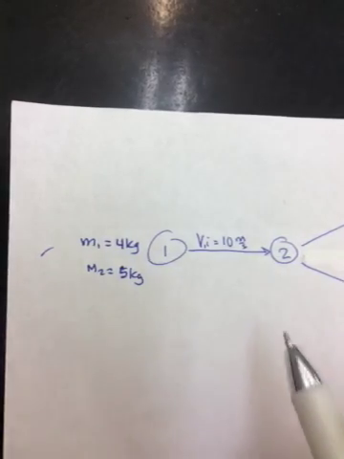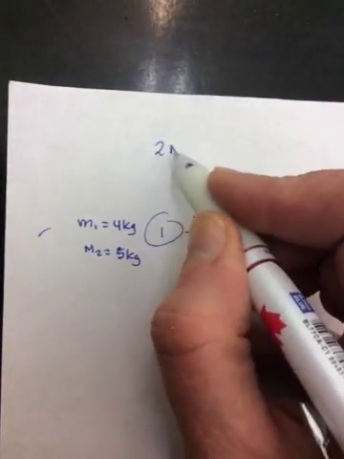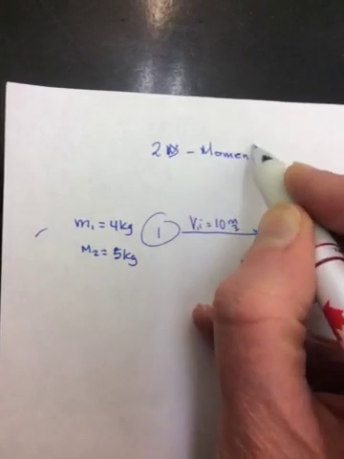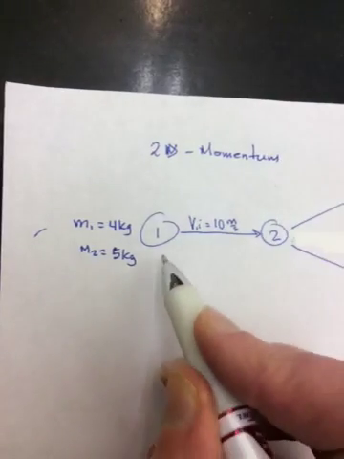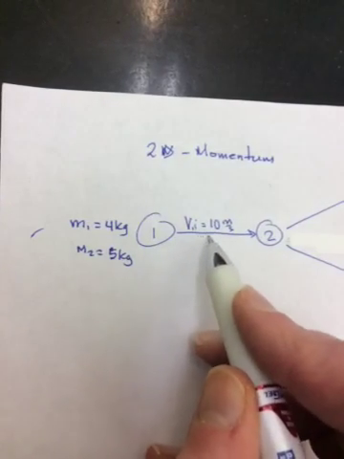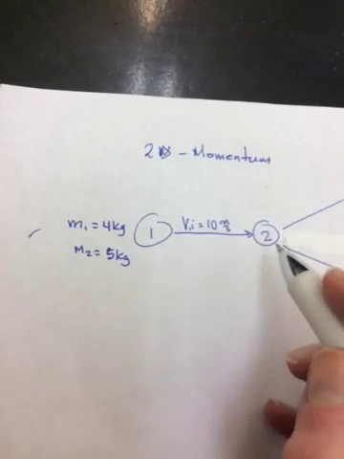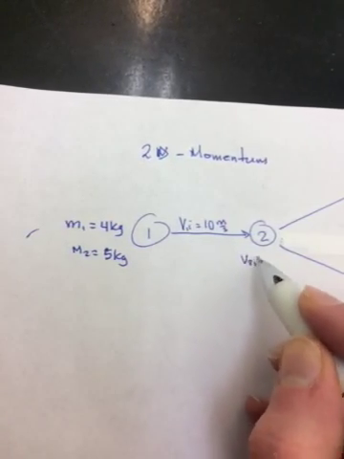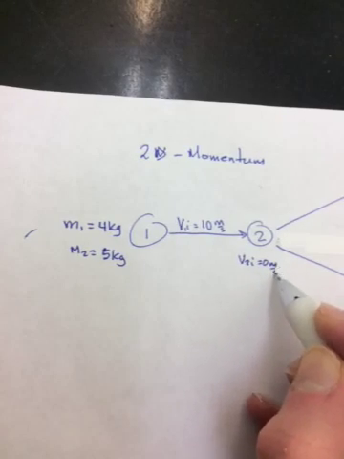Okay, an example of two-dimensional momentum, so you can do your homework questions. So we have ball 1, mass 4 kilograms, initially going 10 meters per second, smacks into ball 2, mass 5 kilograms, initially at rest.